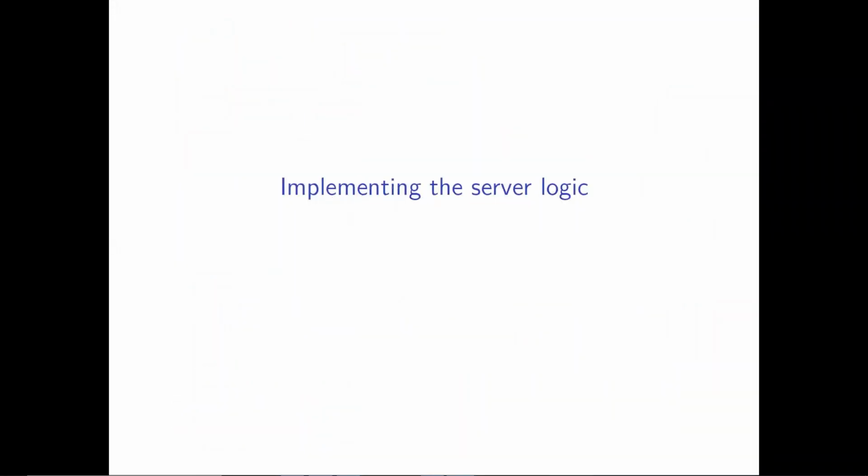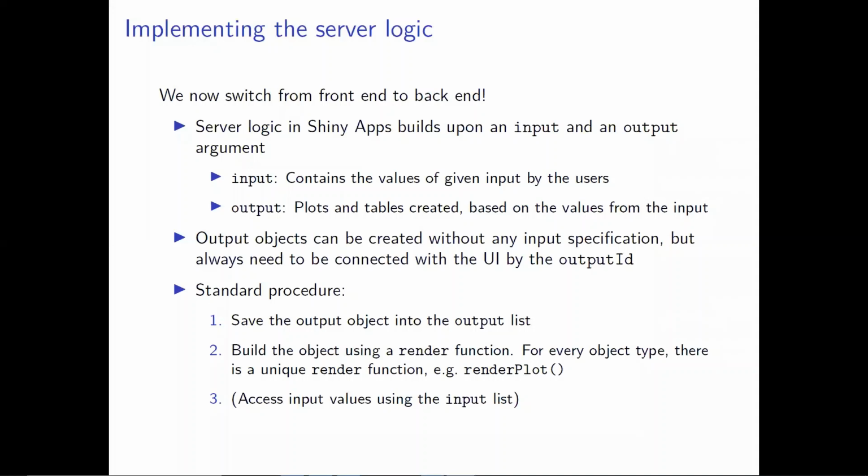In order to change this, we need to implement the server logic. And the server logic means switching from the front end to the back end now. So we always had the server logic from the beginning, that we have an input and an output argument in our server functions. This is what we have set up in the beginning by having our 3 lines of code app. These are necessary for the server function. Input contains the values of the input given by the users, so what the user provides for the app. Outputs are the plots and tables created based on the values from the input.